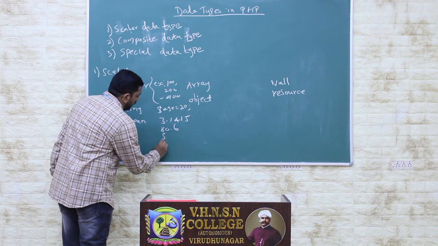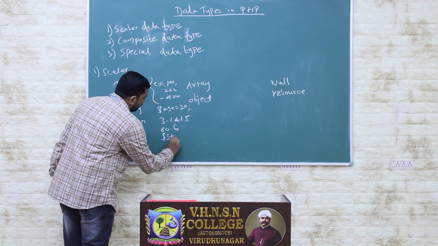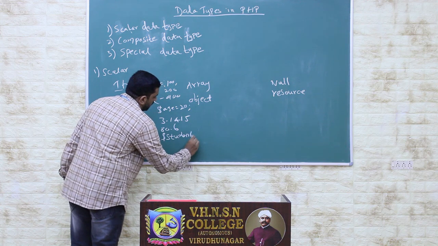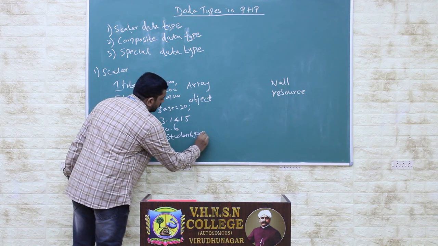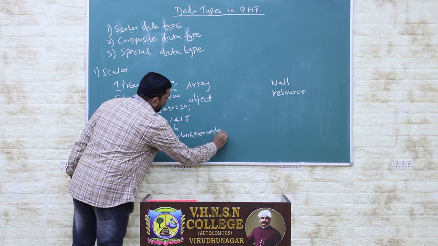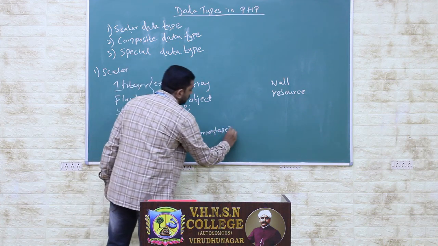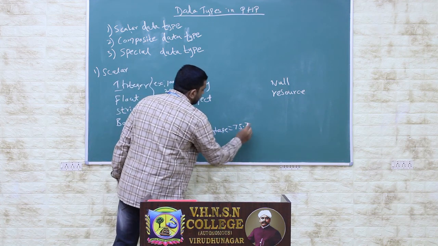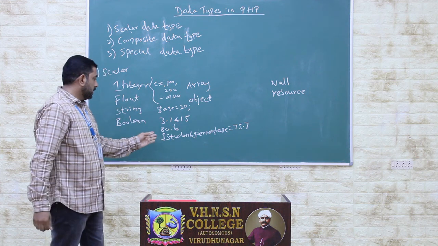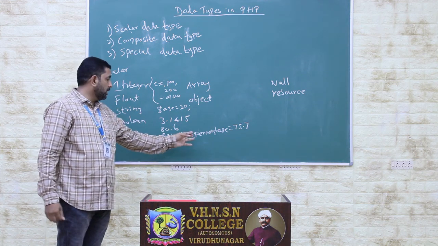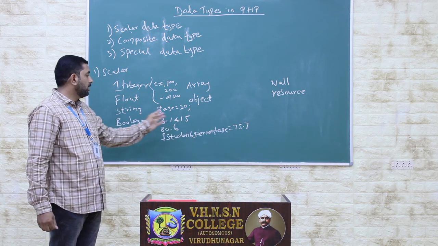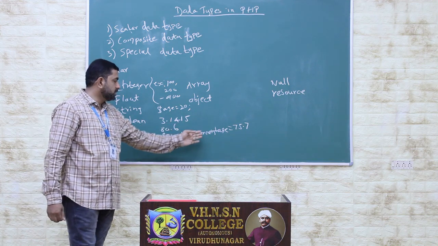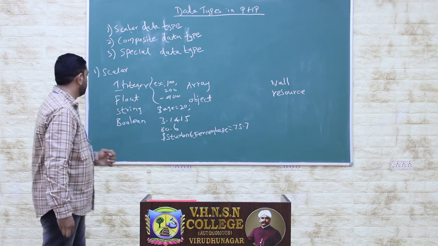So again, I am creating one variable, student_percentage equal to 75.67. So here the variable name student underscore percentage is a variable which holds floating point numbers.